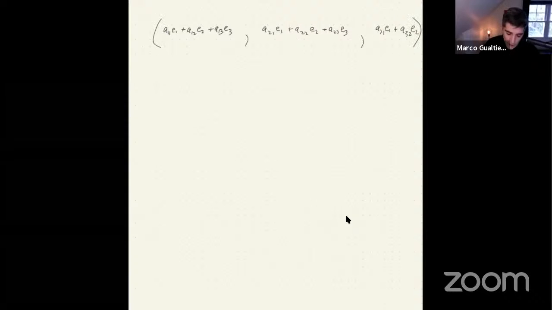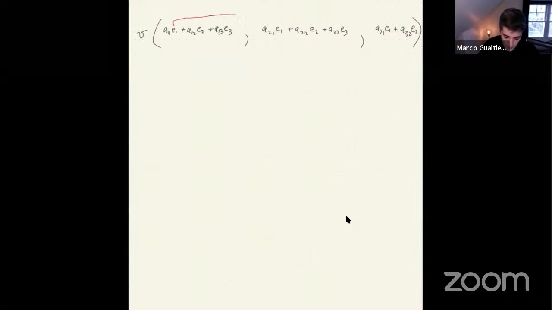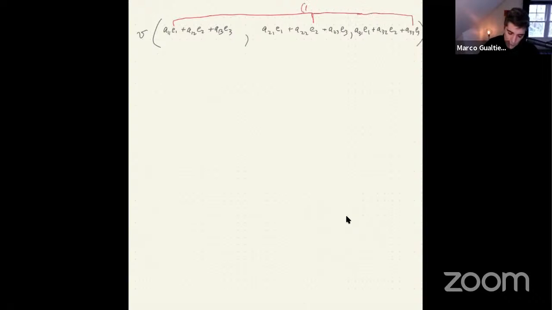Okay, so when I compute the volume, I'm going to get a term that involves this. Sorry, I thought I had written them all. And this. This will be the first term. What will be the second term? If I do it in alphabetical order, let's say, I'll start with E1, and then I'll go to E3, and then I'll go to E2. That will be the second term.